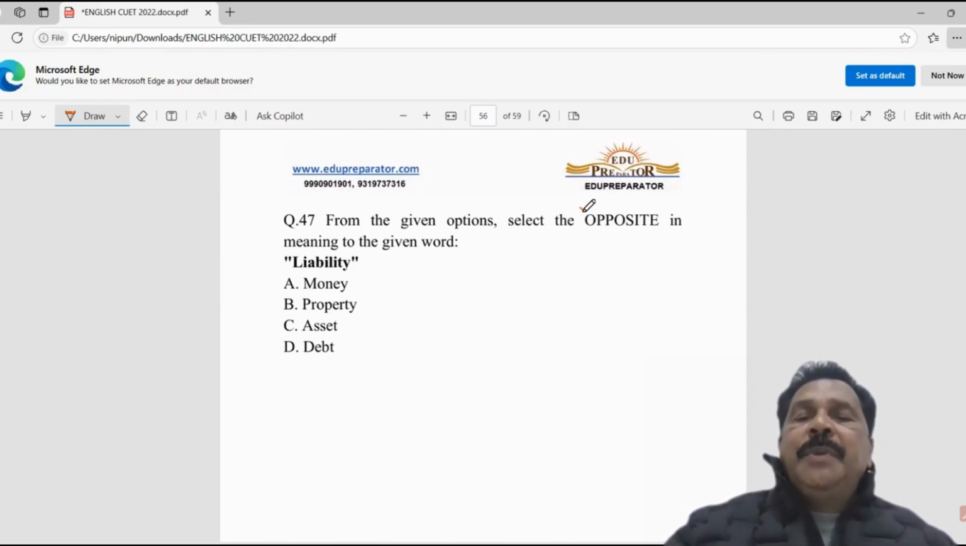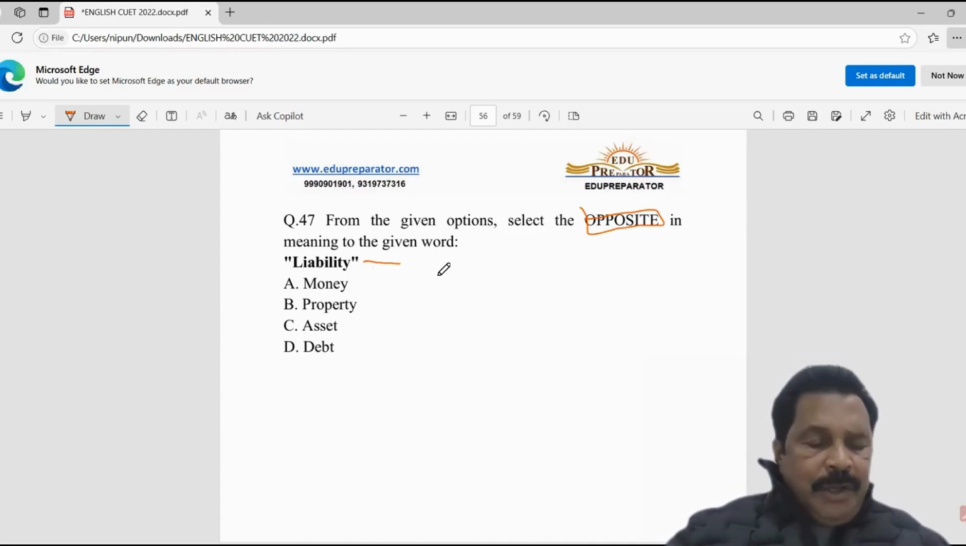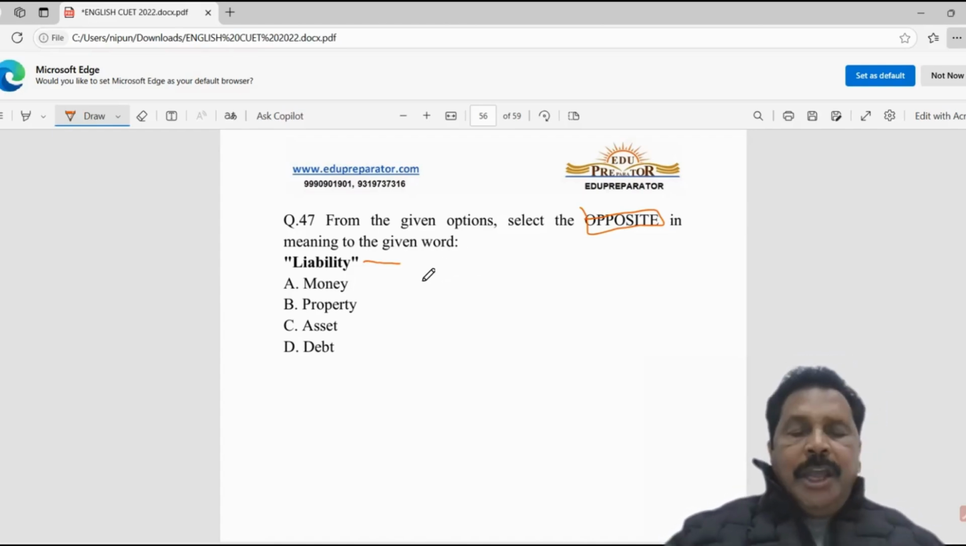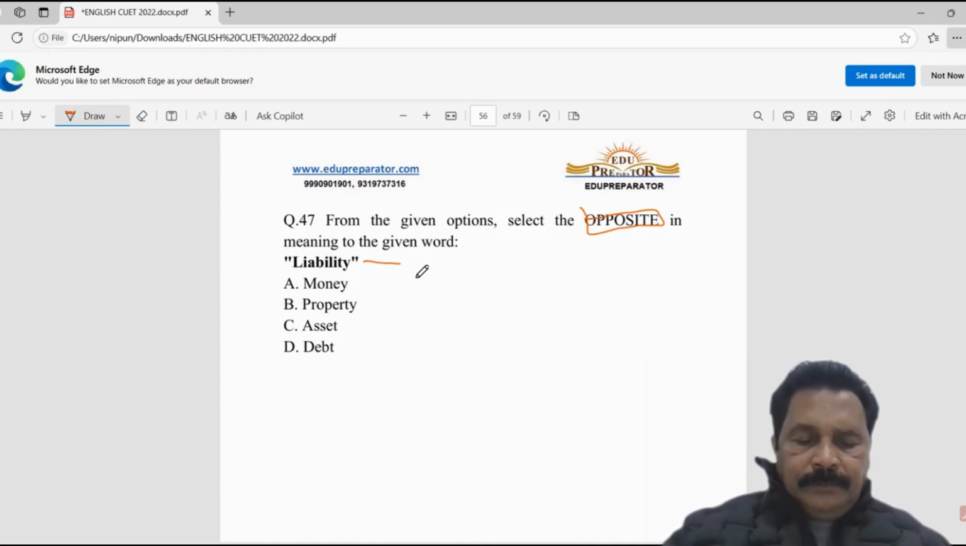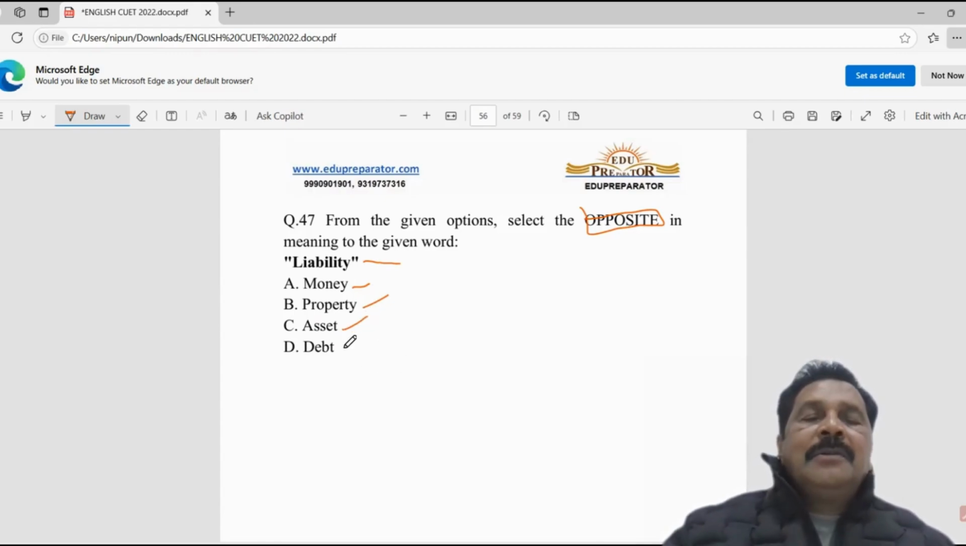Now, we have already studied synonyms. Now we are going to see two or three antonyms. Liability: business studies students, you are quite familiar with it. What is the meaning of liable? Now, money, you know the word meaning. Property means something physical. Asset is what you buy, and debt is whatever you have that we are not able to get back. Now the correct answer is asset.